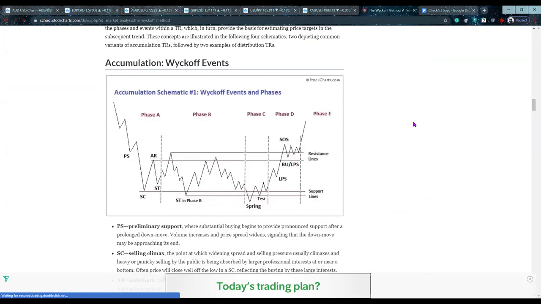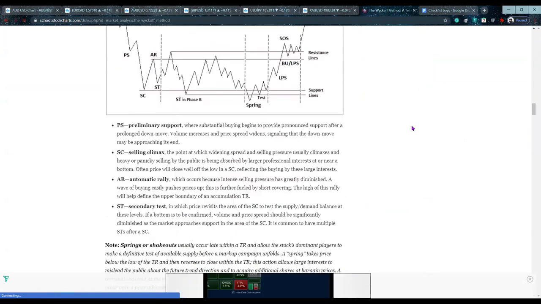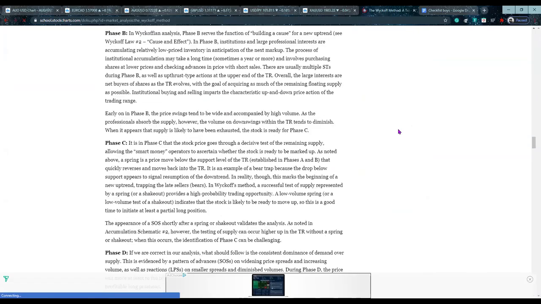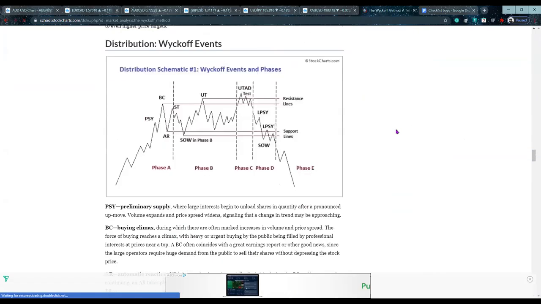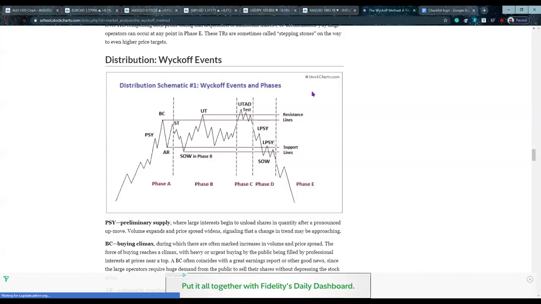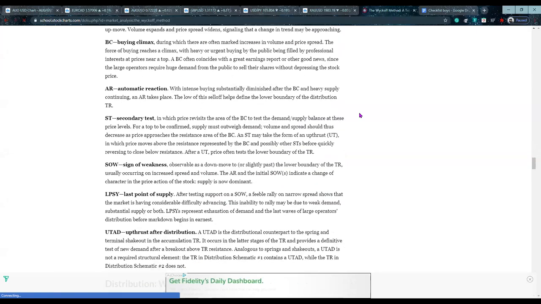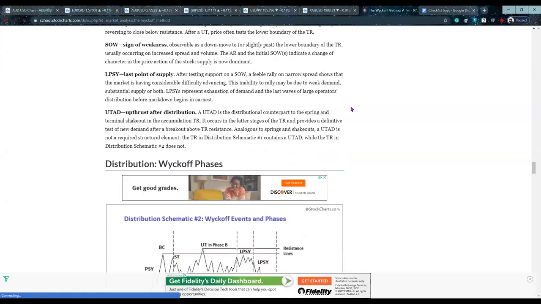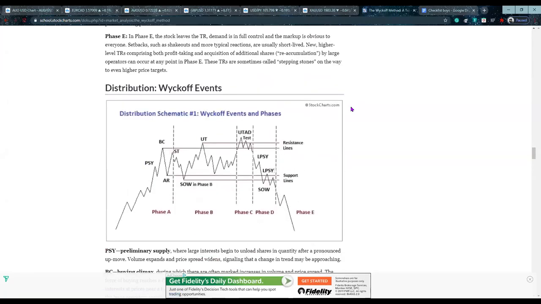But it is a very lengthy read, so I will make a video on this later. We're going to look at our distribution schematic here and see which one it matches up to more. It seems to match up more to our distribution 1. Either way, it's distribution, right?